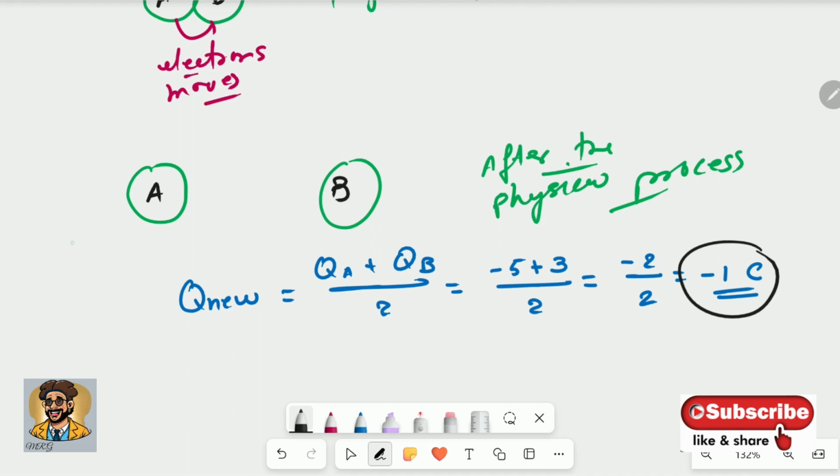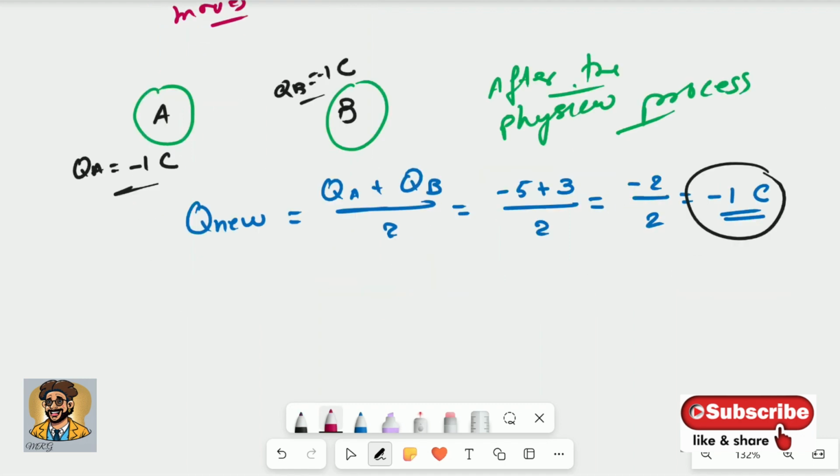So the charge on A now, QA, is equal to minus 1 coulomb, and QB is also equal to minus 1 coulomb. Let's see what is the total charge after the separation, because they say during any physical process, the total charge remains constant. So let's calculate the total charge after the physical process. Q net, which is Q total, is equal to QA plus QB.